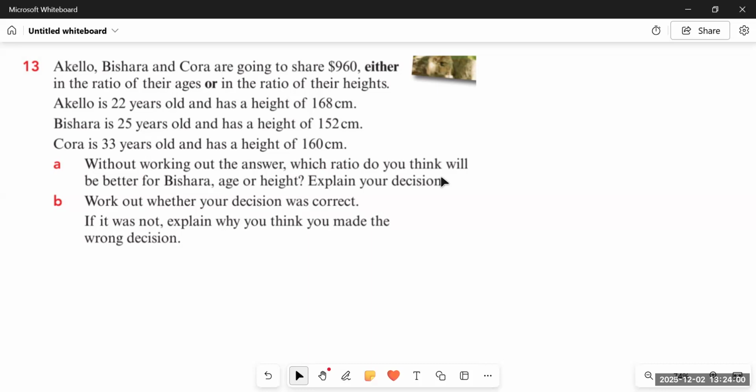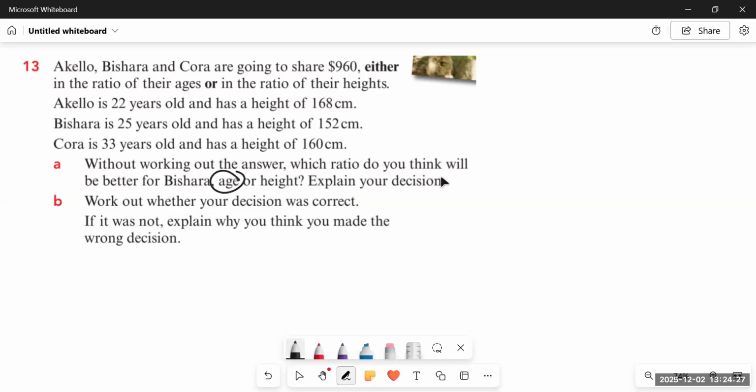But if they share the amount according to their ages, he'll definitely get more, at least from Akelo. He'll get less from Kora, but more than Akelo. So it would be better to share the profit, or share the dollars that are provided, $960, according to their ages, right?